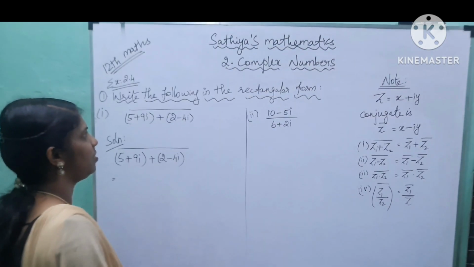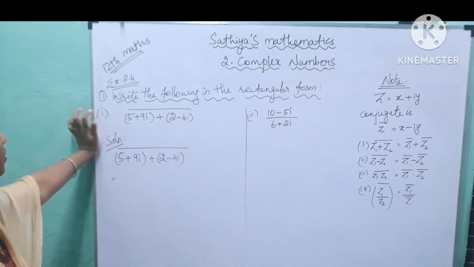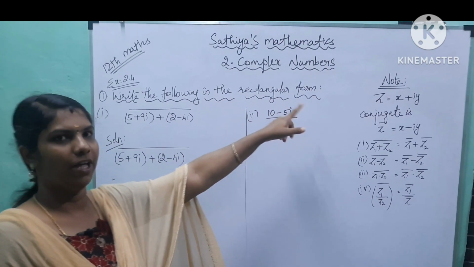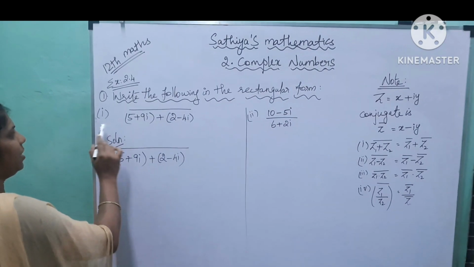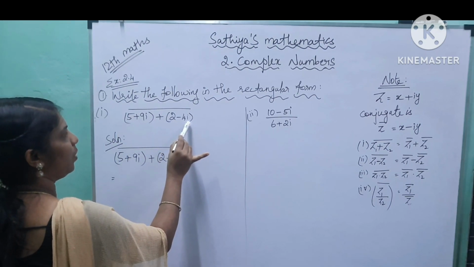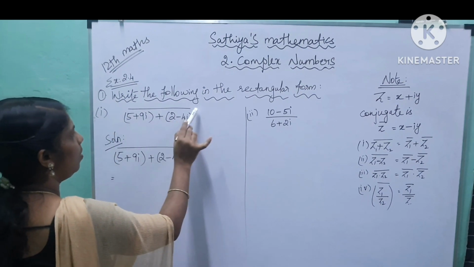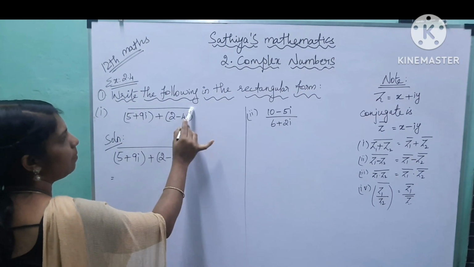In this video, we will talk about chapter 2, complex numbers, exercise 2.4. First sum: write the following in the rectangular form. Here the first subdivision is 5 plus 9i, which is one complex number, plus 2 minus 4i, which is another complex number. The addition of the two complex numbers has a whole bar. This symbol is nothing but the bar.